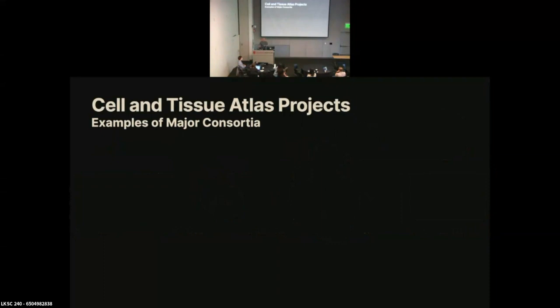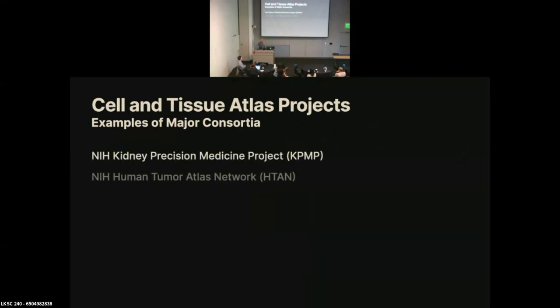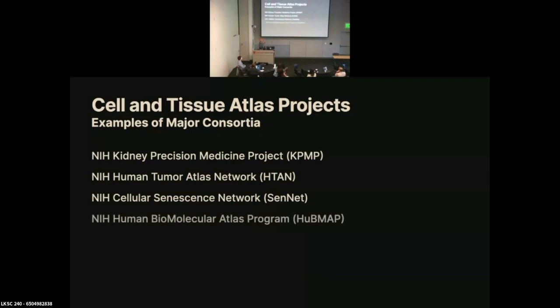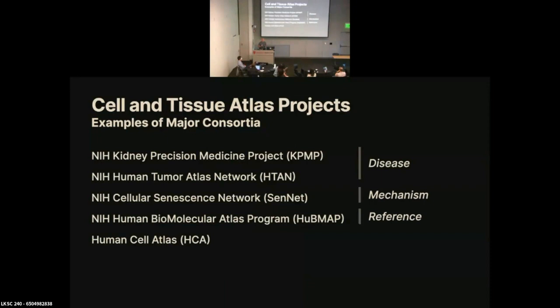many different consortia that try to build these cell atlases. So we're part of the Kidney Precision Medicine Project, the Human Tumor Atlas Network, the Cellular Senescence Network, HuBMAP, as well as HCA. And as you know, these atlas efforts are somewhat different in terms of what they focus on. Some of them are more focused on a disease or a specific organ. Others are looking more at particular mechanisms across many organs. HuBMAP is trying to build this normal reference, and HCA is doing all of the above.